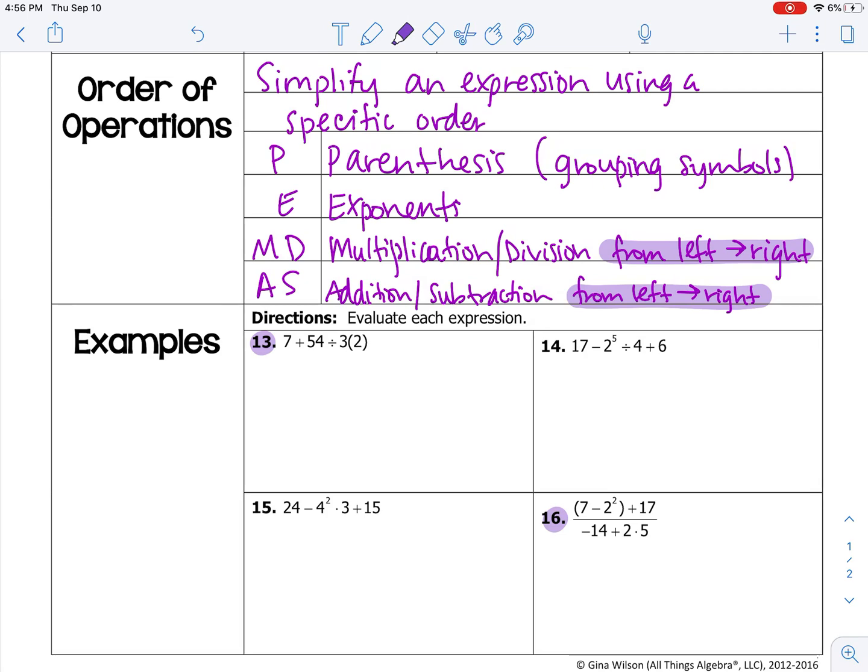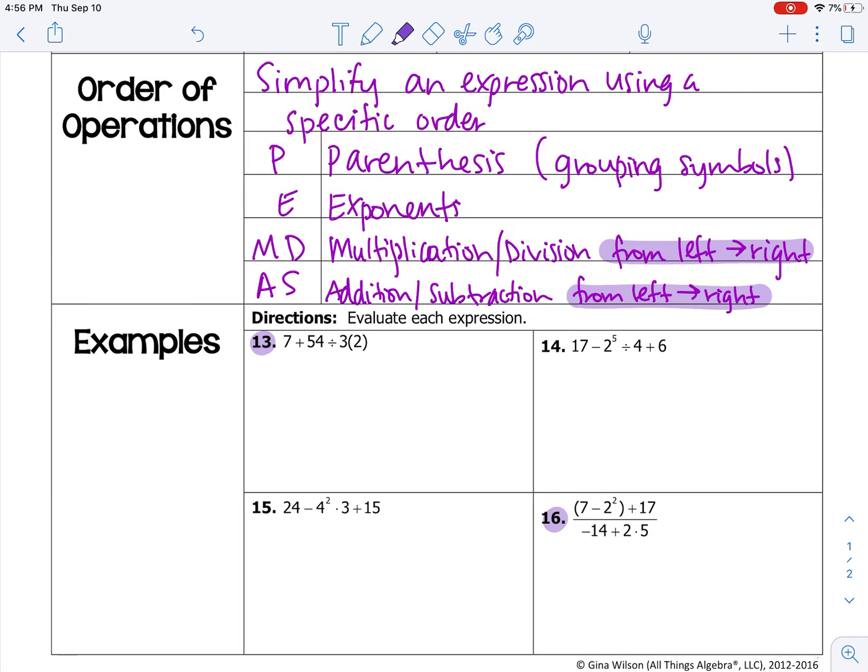What that means is anytime you are looking at a problem and all you see is multiplication and division, you're going to work the problem from left to right, just like you would read a book. Same thing with addition and subtraction. If all you have is addition and subtraction, you work that problem from left to right, just like you read a book.